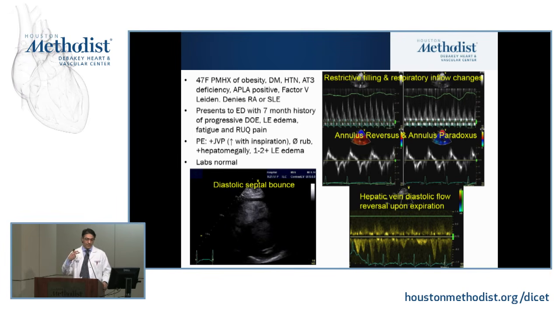With inspiration, her JVP increased. I didn't appreciate a rub. She did have a big liver. She had swollen legs. You look at the echo, and Gopi did a superb job. She had everything Gopi talked about. Restrictive filling with respiratory inflow changes, annulus reversus and annulus paradoxus, hepatic vein expiratory diastolic flow reversal, and a septal bounce on the images. So the diagnosis is pretty clear, constrictive pericarditis, both by history and then concomitant echo findings.